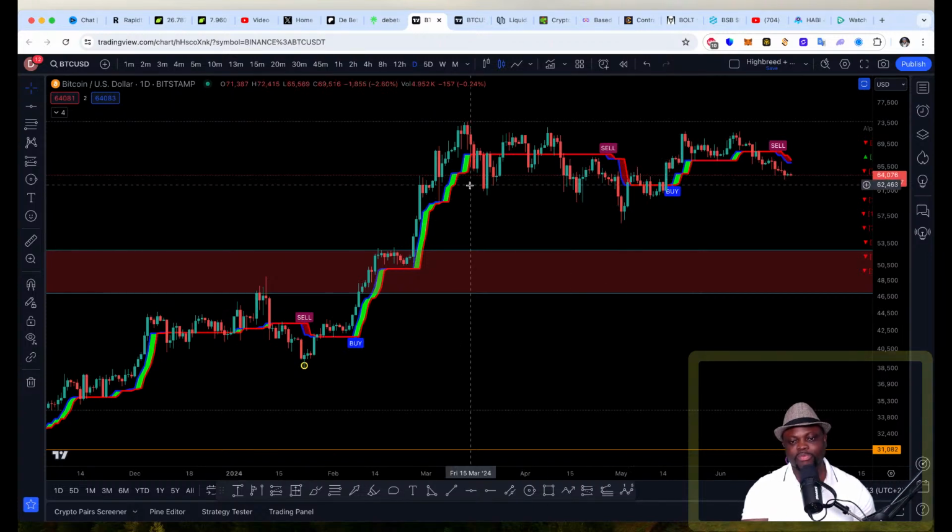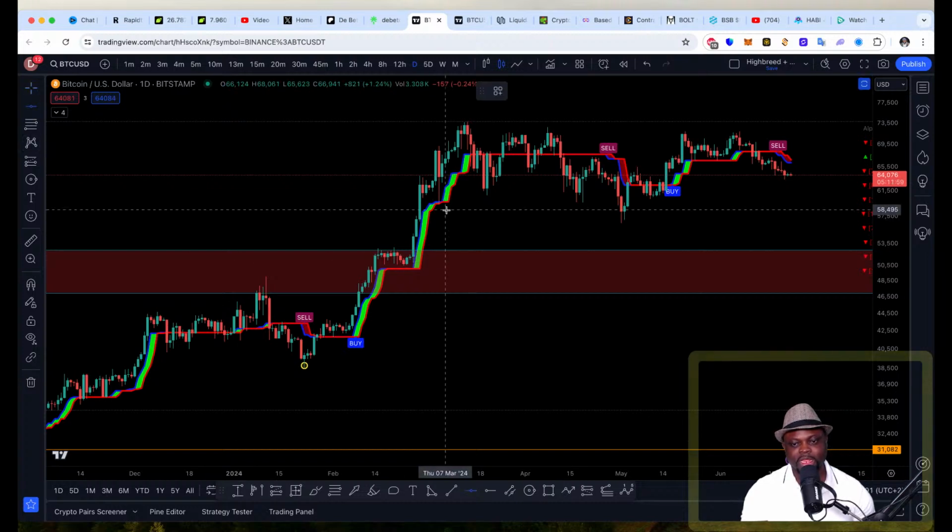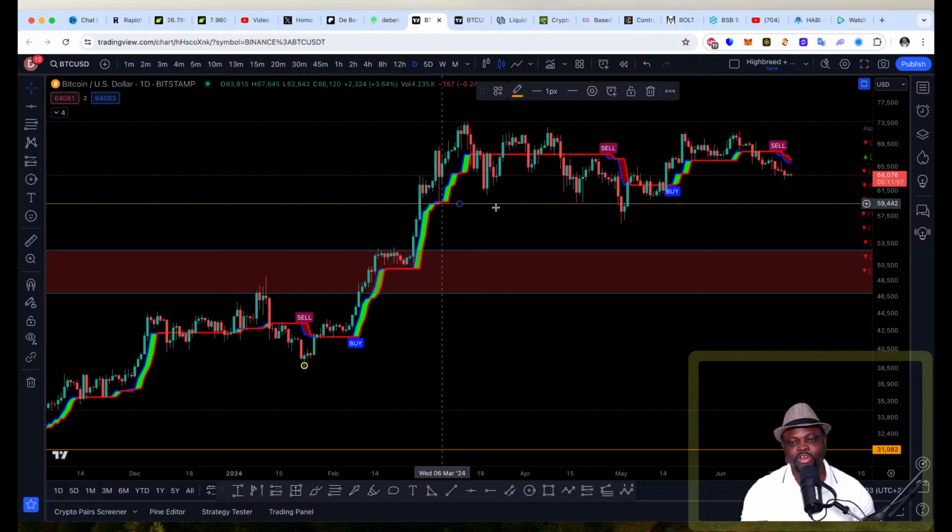Bitcoin formed this already. You can see this candle was the one that formed this zone here. Let me show you guys the candle. This candle was the one that formed the structure. So if you understand this and see that price rejected the zone here, and also rejected this zone here, you would have assumed that price is going to reject the zone again.